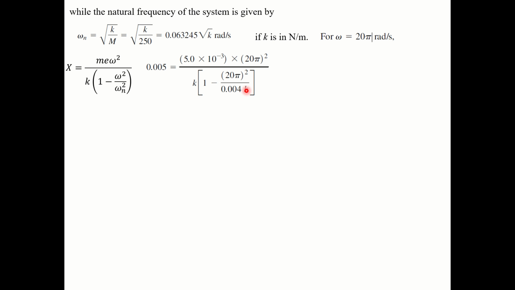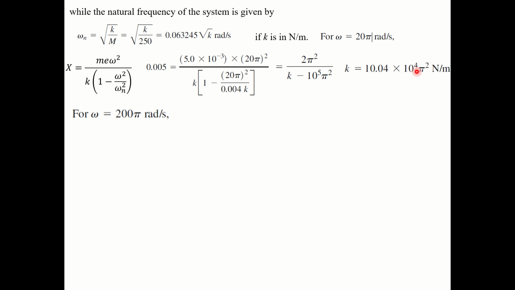Now if you simplify for k, you will get this. k is equal to 10 into 10 raised to 4 pi square Newton per meter. You can keep it in numerical form instead of pi, or if you don't want to, you can keep it in terms of pi square. Next, this is one stiffness.